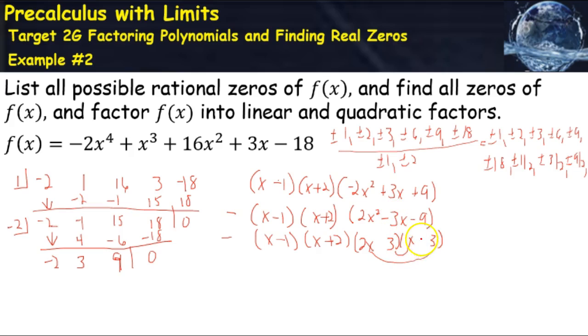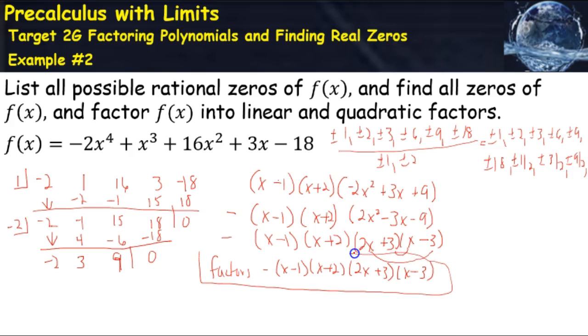Looks like a negative 3x. I need a negative 3x, so negative 6x and a positive 3. So let's see, I have x minus 1, x plus 2, 2x plus 3, and x minus 3. So the factors are negative, x minus 1, x plus 2, 2x plus 3, and x minus 3. And then I need my zeros.